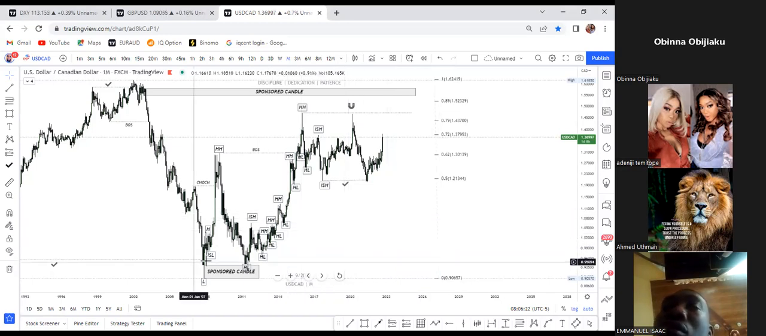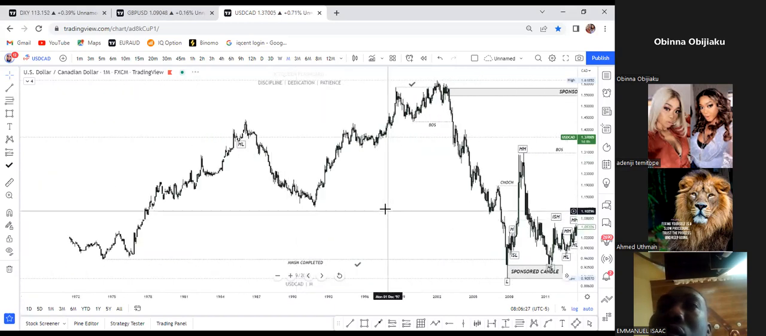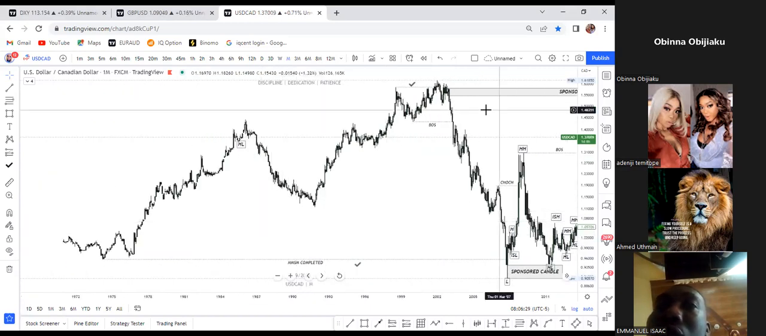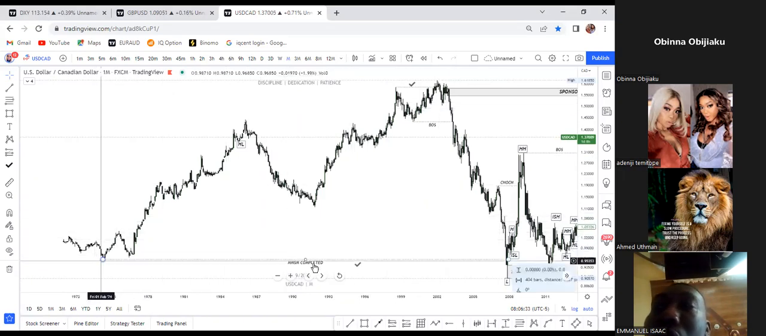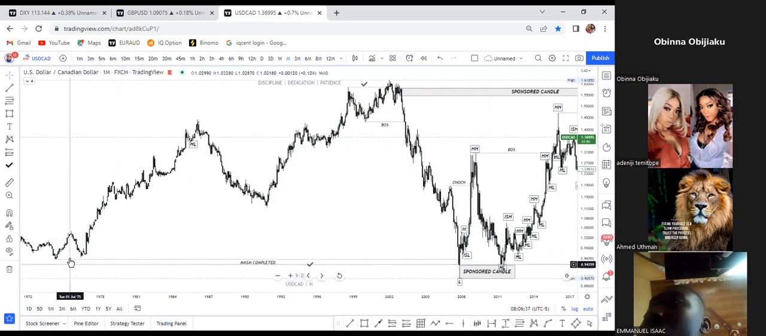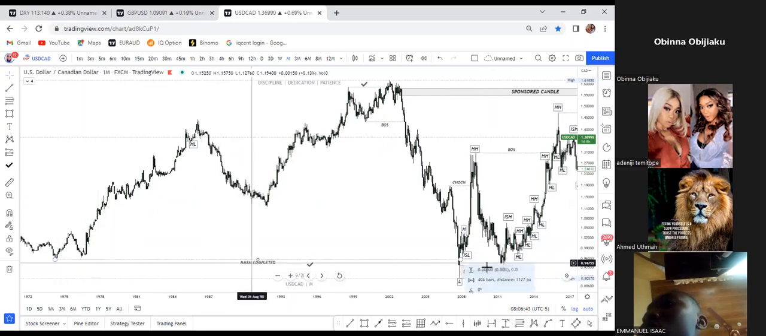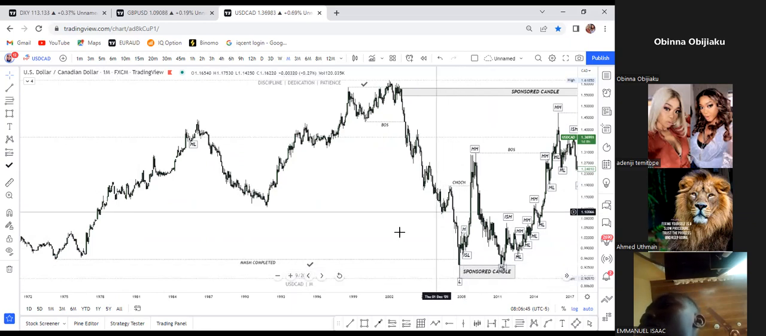Now, I started from this zone. I said when market makers are coming from premium, they target sell stops. And where is the sell stop on the monthly? It is this low right here. When they attack sell stops, they take all the other stop losses resting below this zone, and they make a rejection block.